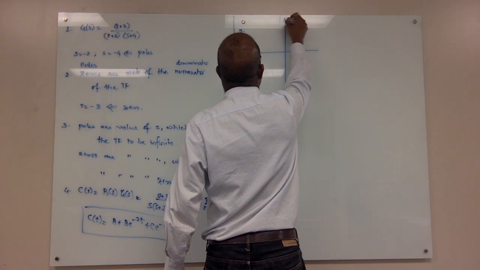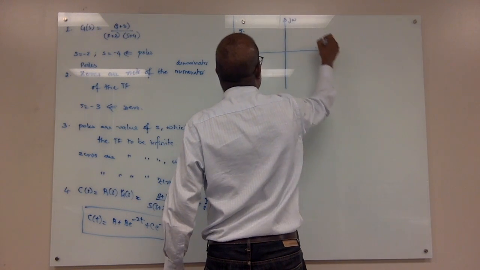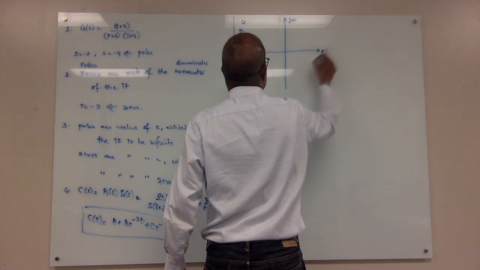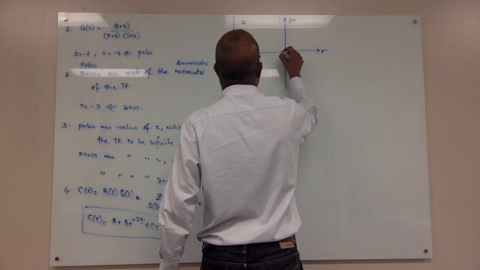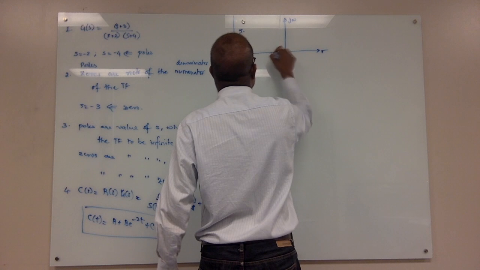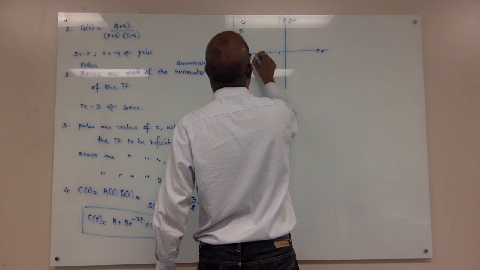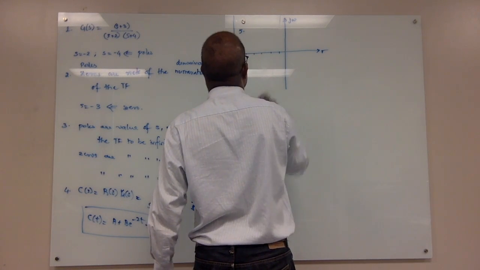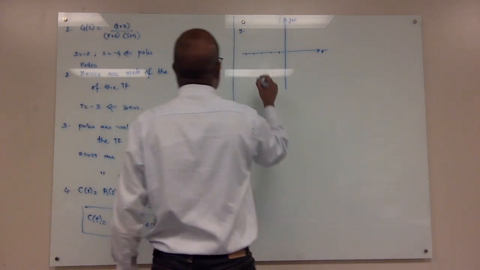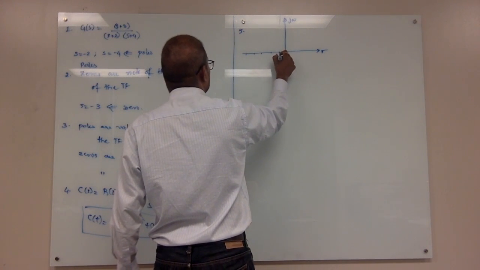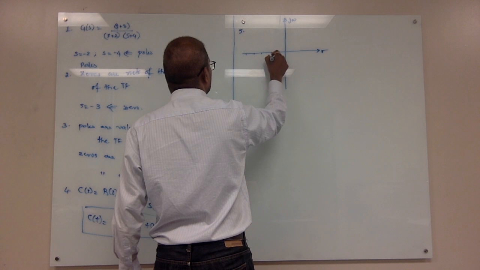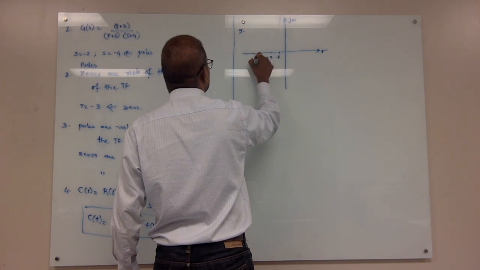Here, what is this? J omega, this is sigma. And all you have to do is, I got here late. I couldn't get it. You have, this is -1, -2, -3, -4.